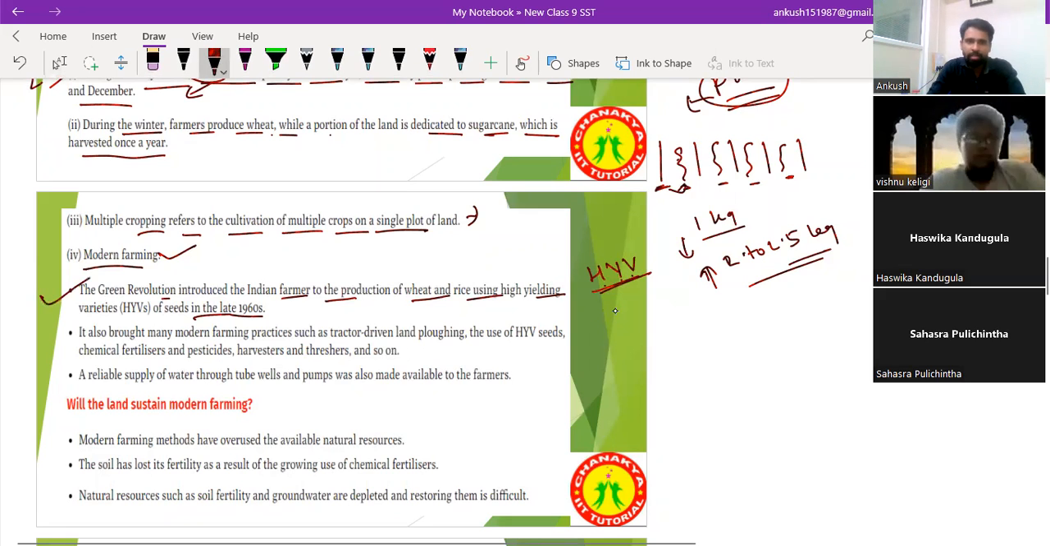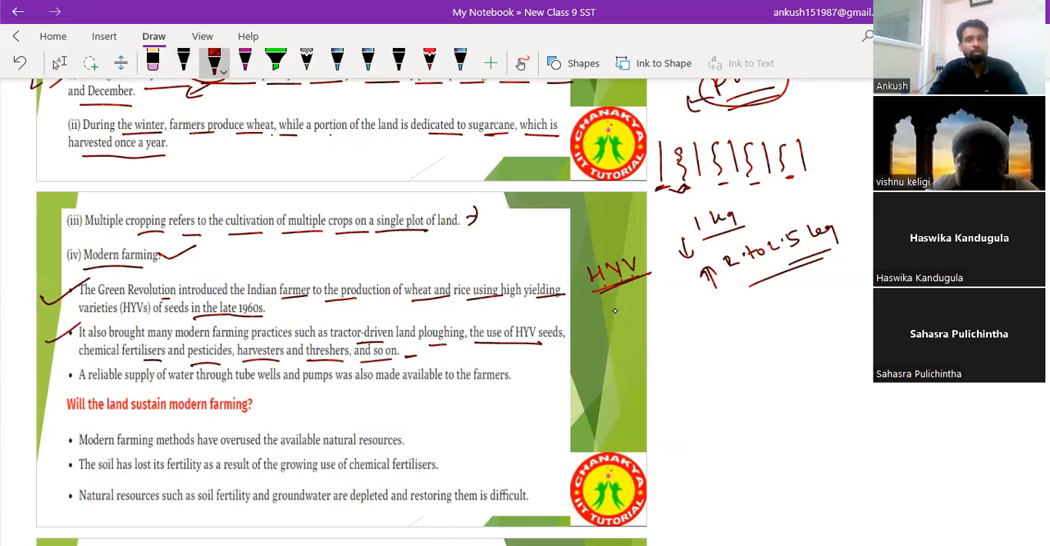The Green Revolution was introduced in India during the 1960s, and it was really a good help to the farmers. It also brought many modern farming practices such as tractor-driven land ploughing, the use of HYV seeds, chemical fertilizers and pesticides, harvesters and threshers, and so on. Lots of things were introduced during this time. Now, whenever we use chemical fertilizers, on the one side there are lots of advantages, and on the other side there are lots of disadvantages as well.